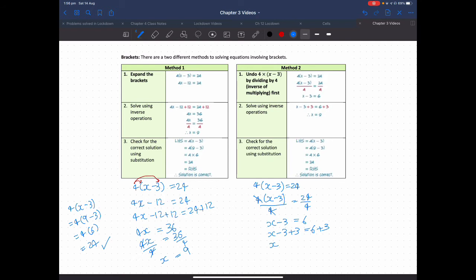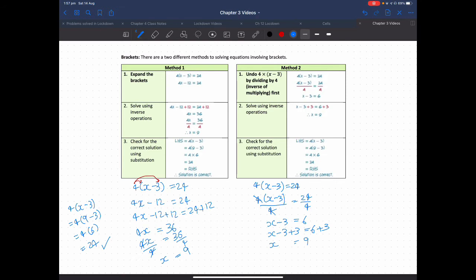X is left by itself because minus 3 plus 3 is equal to 0. 6 plus 3 is 9. Like before, I have x equals 9. I have already done the check.